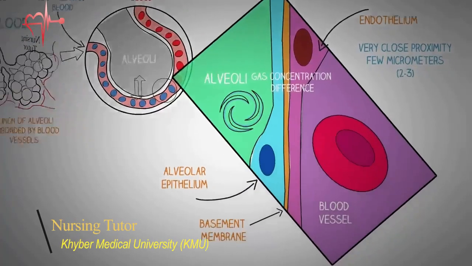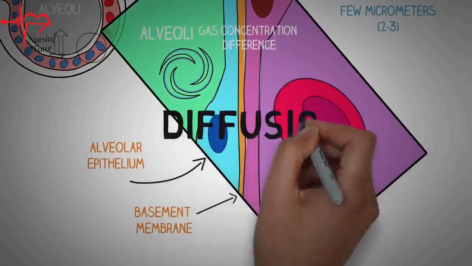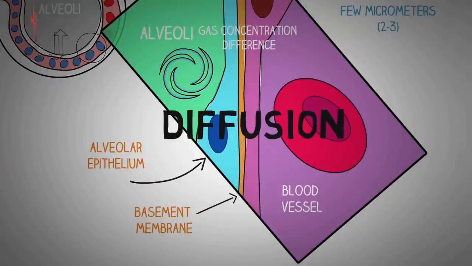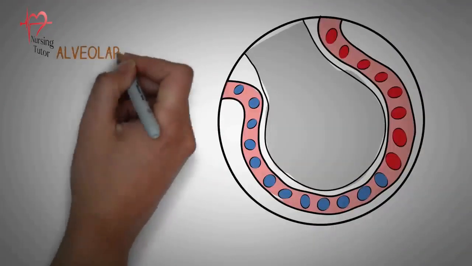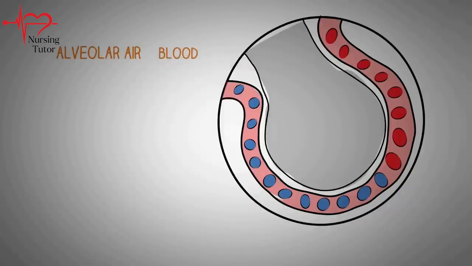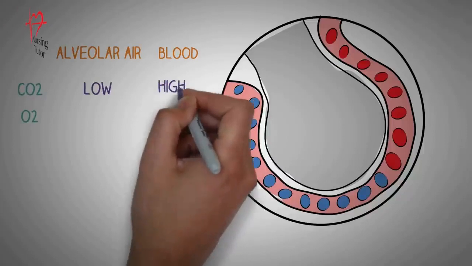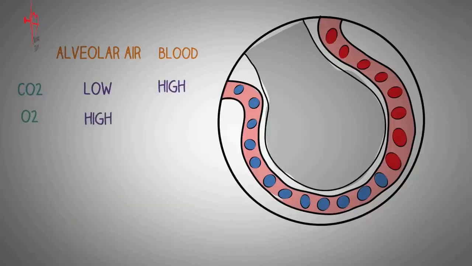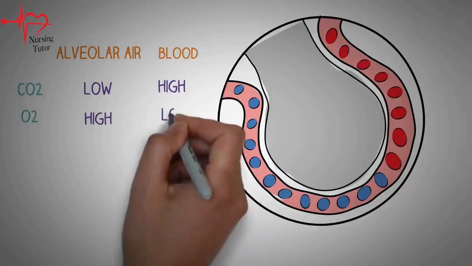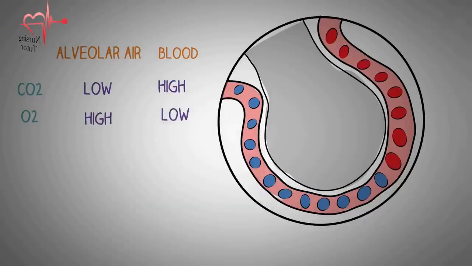Here comes the role of the difference in the concentration of gases on either side. Most of you know that diffusion occurs due to the difference in concentration of a substance on either side. So if we take a look at the concentration difference of the alveolar air and the blood for carbon dioxide and oxygen, we can see that the alveolar air has a low concentration of carbon dioxide as compared to the blood, which has a higher concentration, whereas the opposite is true in case of oxygen, where a high concentration of oxygen is present in alveolar air as compared to a low concentration of oxygen in the blood.